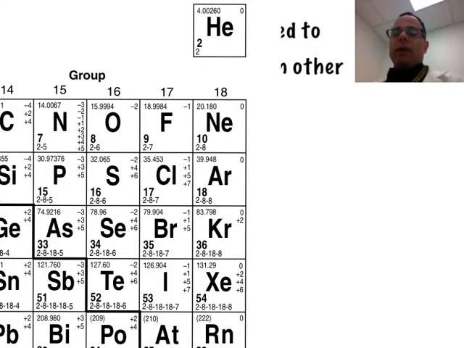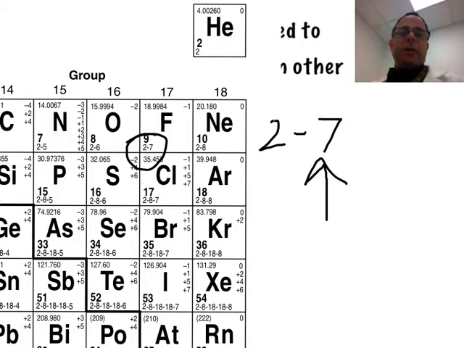But let's take a look at, let's just say, fluorine. Fluorine has an electron configuration of 2-7. Well, what if it comes in contact with another fluorine? How is it that this outer octet is going to become stable? Let's go to the next slide and draw it out.